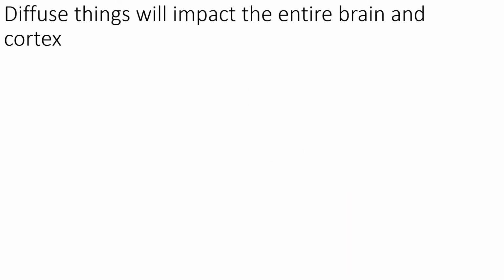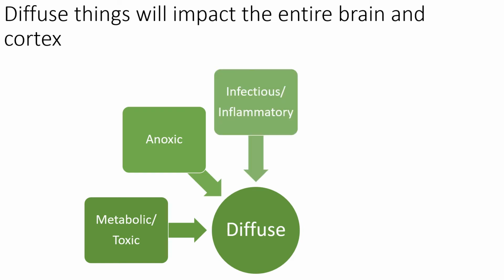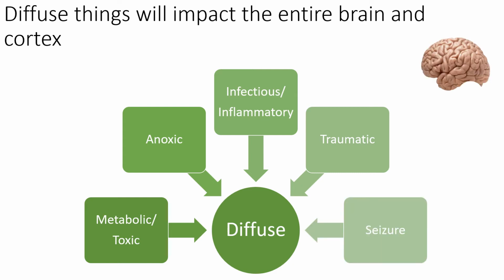There are also diffuse things that lead to coma. Diffuse things are things that involve the entire cortex of the brain. Those are things like metabolic or toxic things, drugs, overdose, anoxic brain injury, meningitis, or a systemic sepsis where your whole brain is not functioning appropriately. Trauma can also be more diffuse in some ways, and then sometimes seizure. That's also a more diffuse etiology.